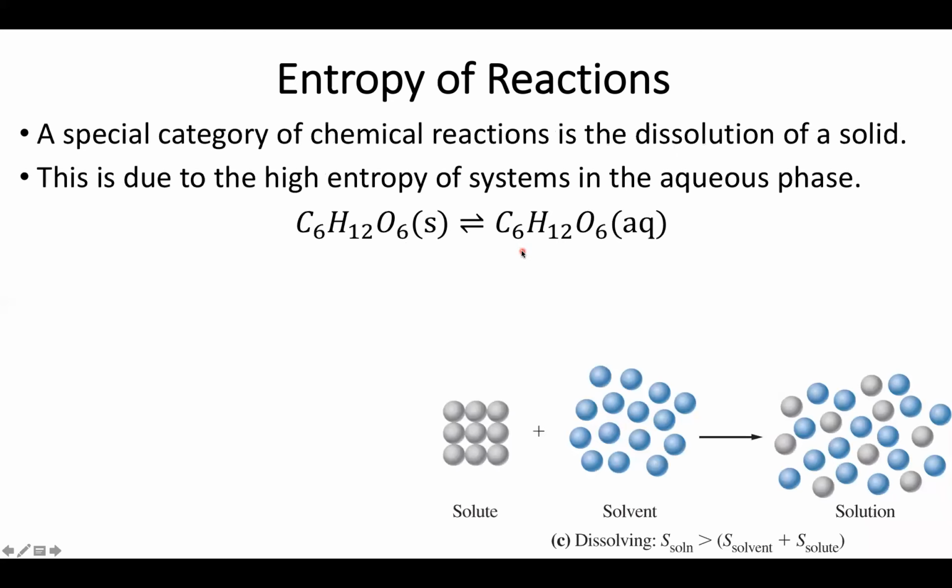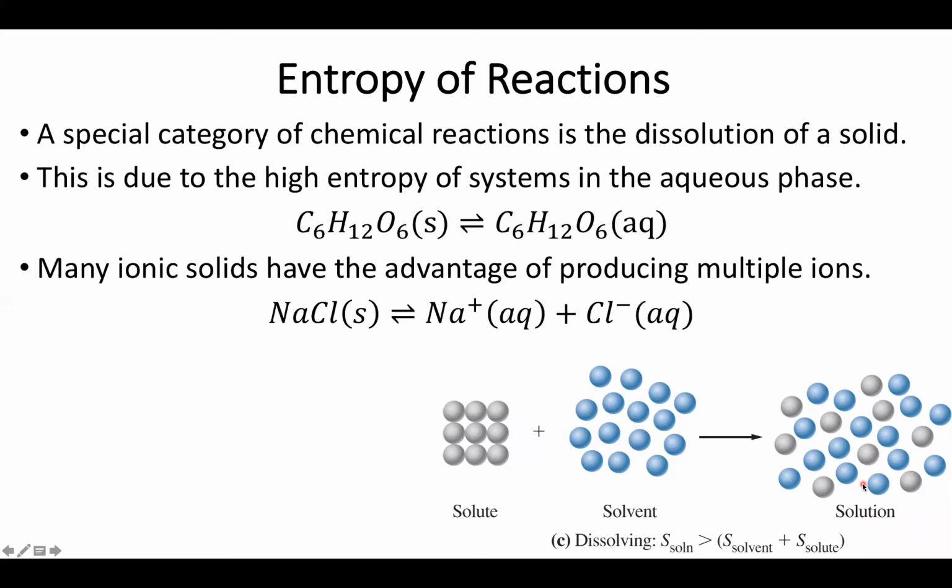However, there are a couple other special categories of reactions that are worth making note of. And one of the big ones that I want to talk about is what happens when I dissolve a solid. So let's say I take good old sucrose, so sugar. It starts as a solid, I put it in water, it dissolves. It turns out that these sorts of processes have very high entropies because I start with a nice ordered solid and a relatively ordered solvent, and everybody becomes very disordered. And as a result, these processes tend to be very favorable.